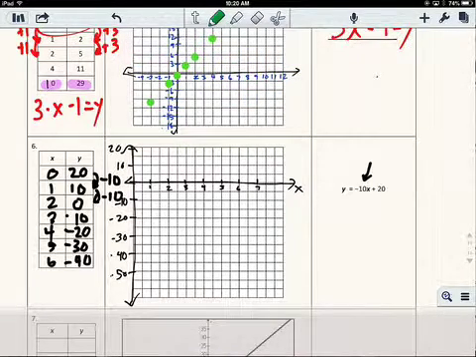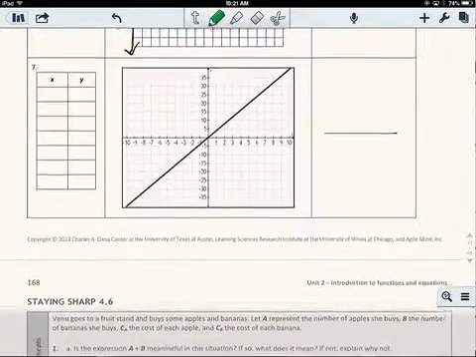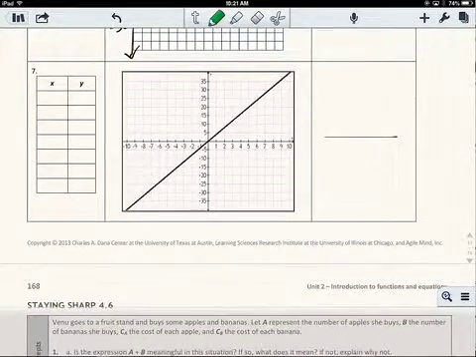So 0, 20 is right there. 1, 10, right 1 up 10. 2, 0 over 2, up and down 0. 3, -10 is to the right 3, then down 10. 4, -20 is to the right 4, and then down 20. And then 5, -30 over 5, down 30. And I'm just going to guess the next one goes right here because there's a nice pattern. All right, looking pretty good. I think we have 1 to go here, and then I'm going to have to take a break and I'll come back to it.